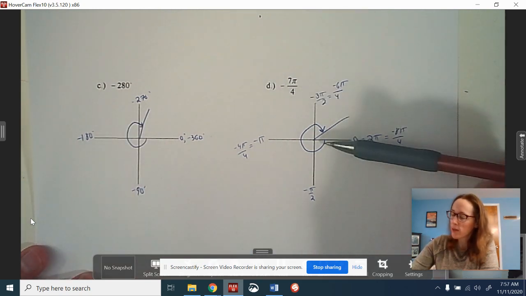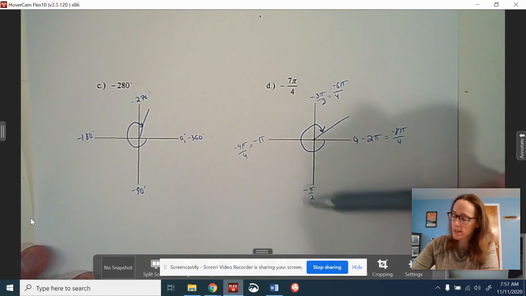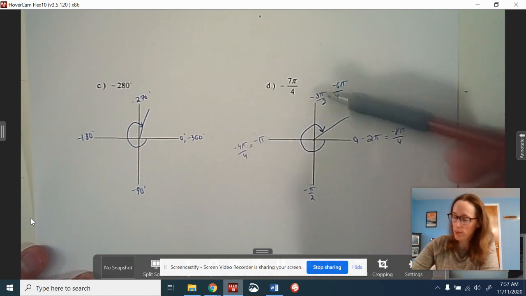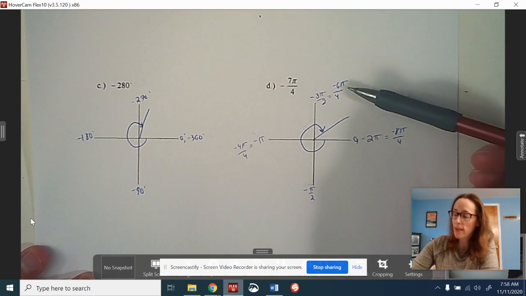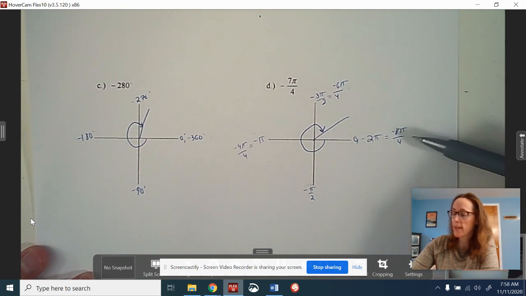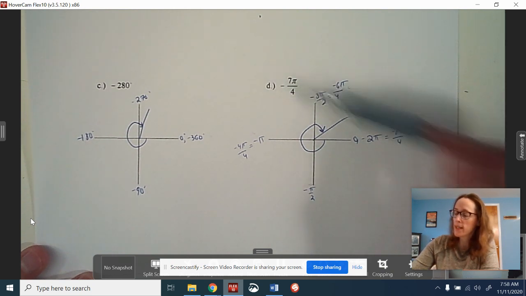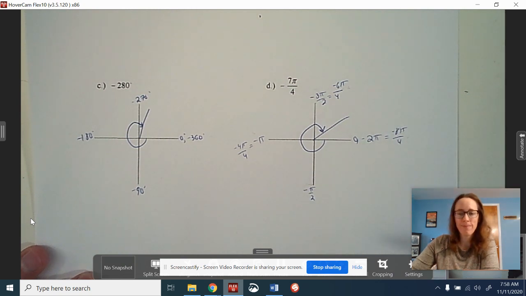And then for negative 7 pi over 4, remember for your negatives, this is negative pi over 2, negative pi, negative 3 pi over 2. And you have to go past negative 6 pi over 4, but not quite to negative 8 pi over 4. So you should be smack dab in the middle of quadrant 1 for this one.